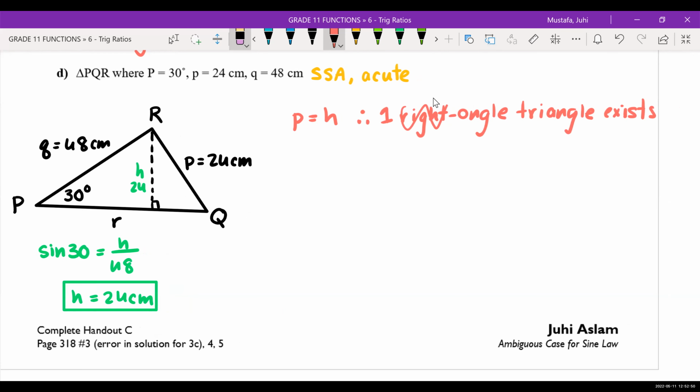So messy. I'm trying to erase and it's not erasing.